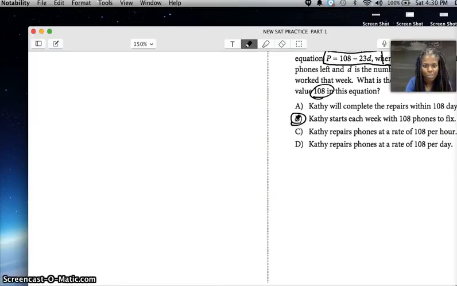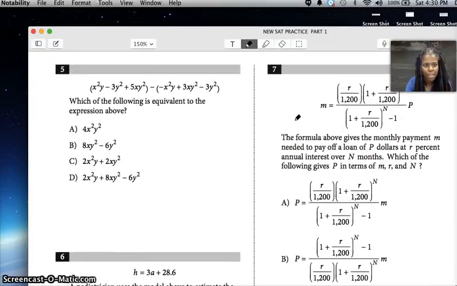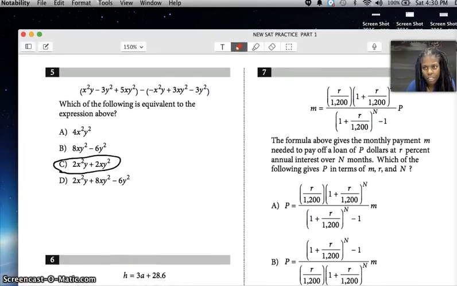Let's take a look at this next problem. So we're on to the next page and we're looking at number 5. The answer to this is C. Let me get another color to show what's going on. So basically we were simplifying here, right?